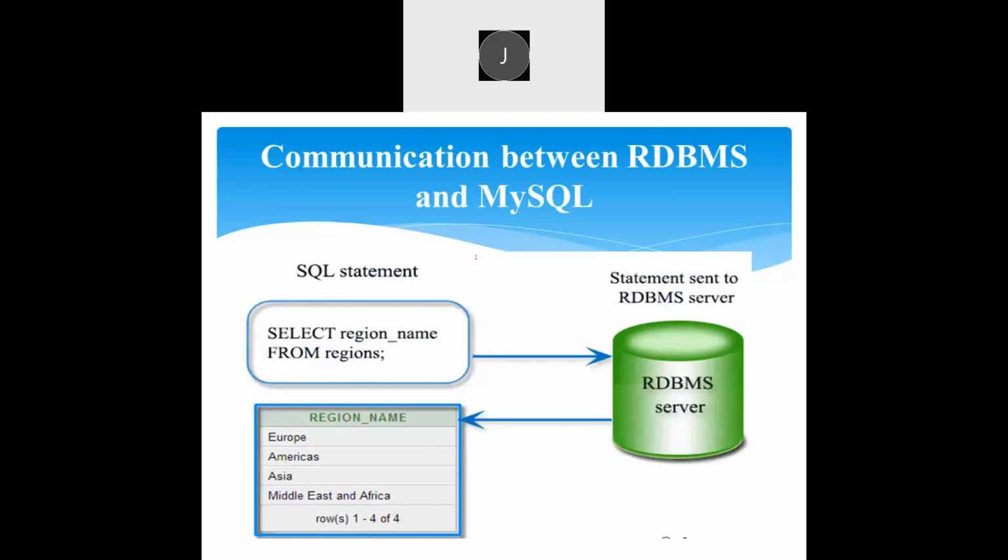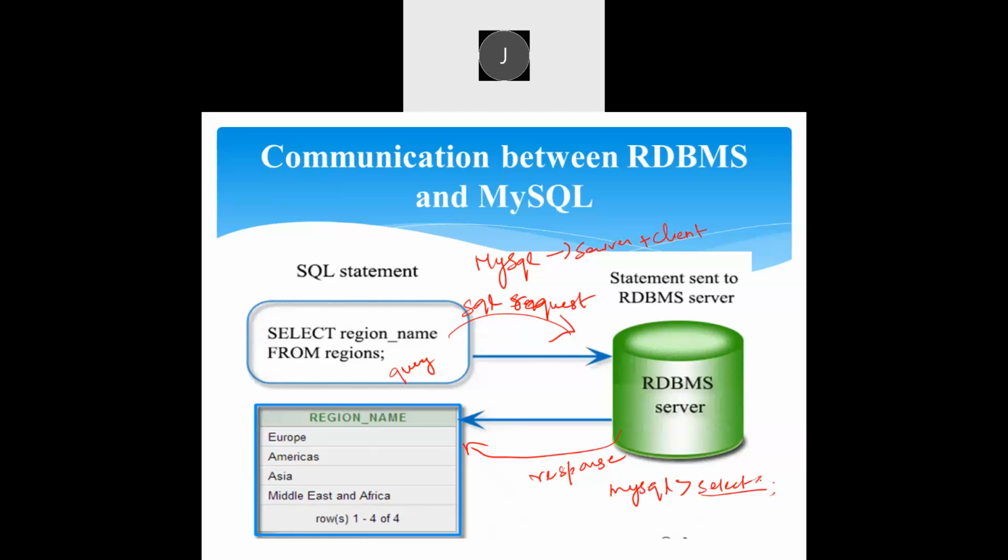MySQL, which we are installing today, will have a server and a client together. The client will send a request in the form of SQL, structured query language, or query statements, and the server will retrieve the data. This will be the response: retrieve the data and give it to the client. This is the client part. After installing, you will have a MySQL prompt, where you will give all your commands, like select star from the table name. You can think of this as a client.